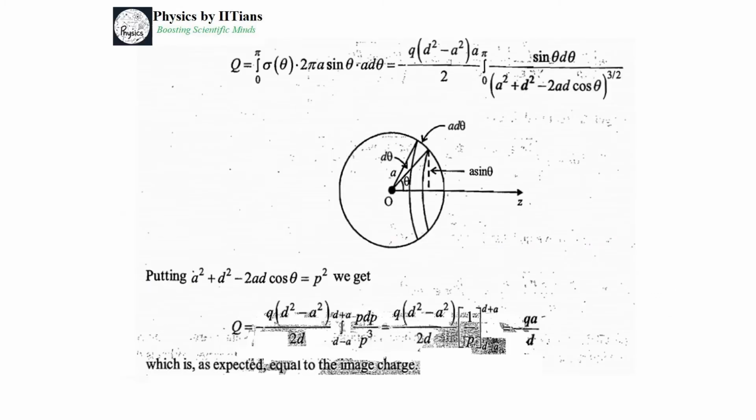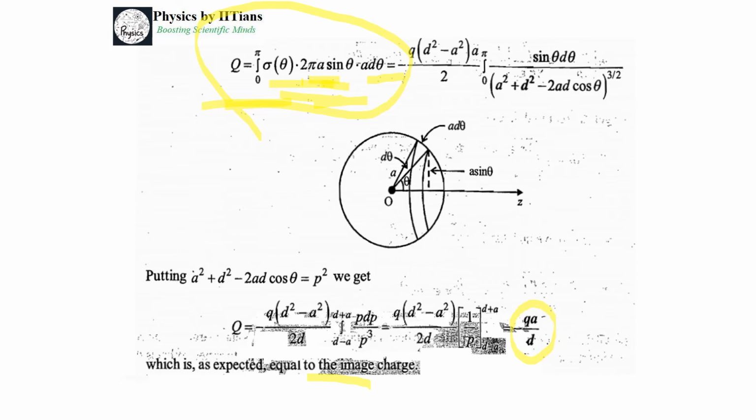So if you find out the total induced charge, that is q, on this sphere, what will happen? Of course, it will become the image charge. So just put the value of q, you have to take the integral from 0 to pi of the sigma function of theta into 2 pi a sin theta a d theta. You will get the total amount of induced charge, that is minus qa by d, which is exactly equal to the image charge, and all our assumptions are actually right.